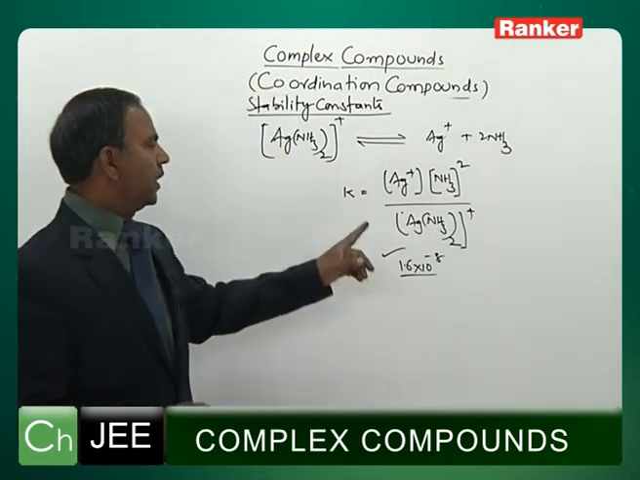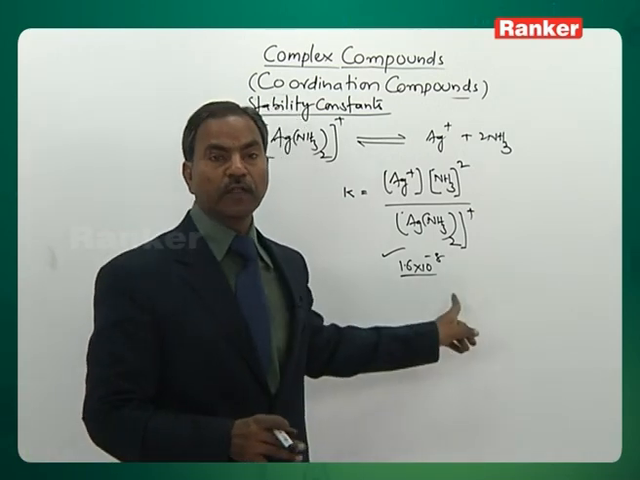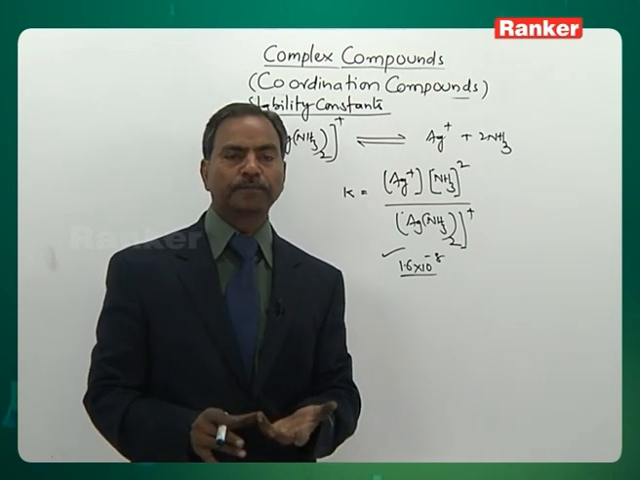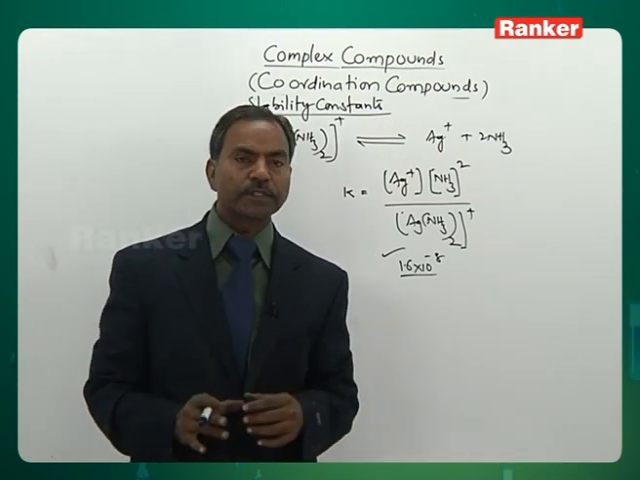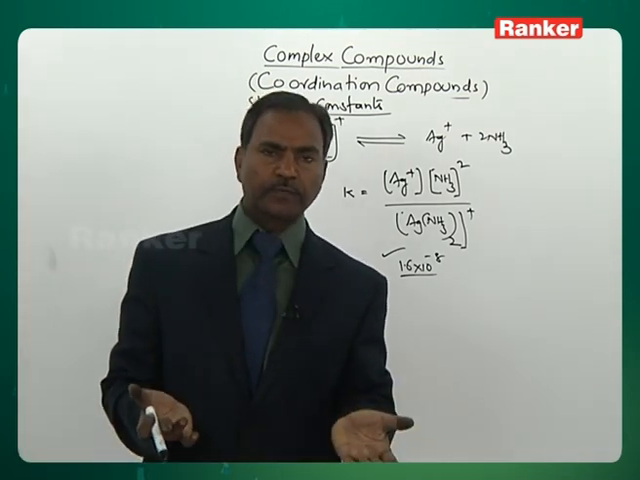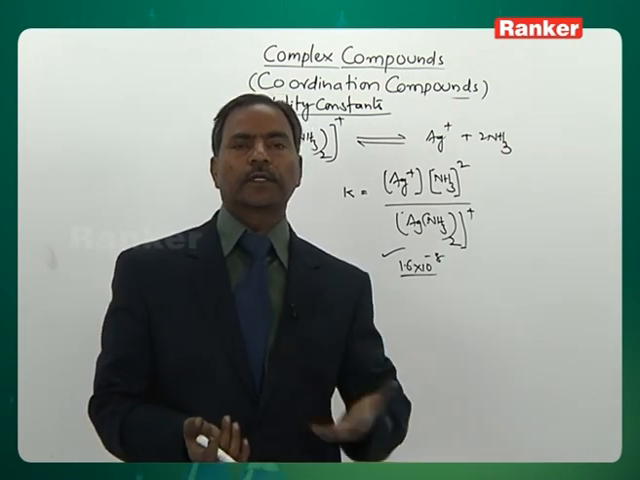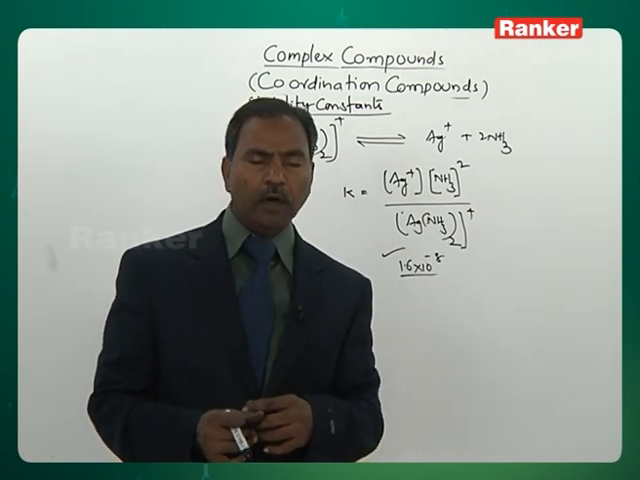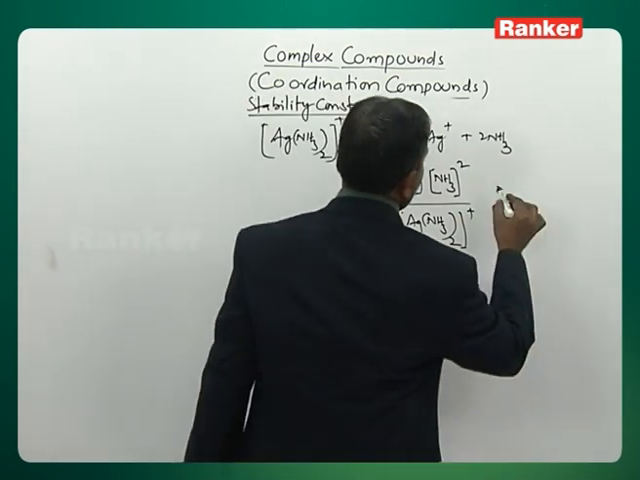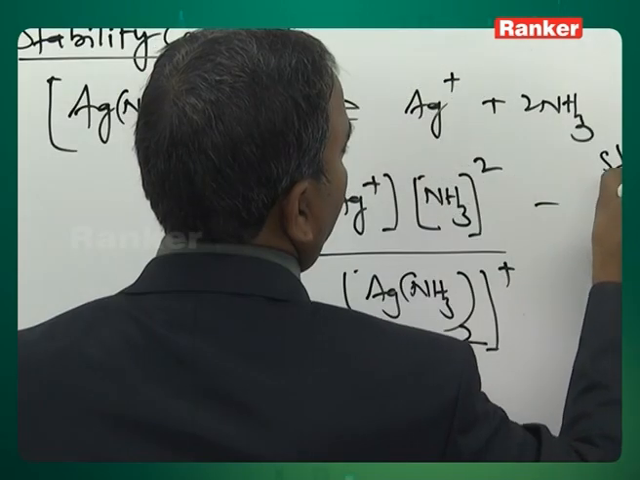K is the equilibrium constant, but for our discussion sake, let us consider K the dissociation constant. Its value is experimentally found to be 1.6 to the power of minus 8. It is a very small value, meaning the complex undergoes very little dissociation. Less dissociation means the complex is more stable. Now, the stability constant we can define in different ways. Let me see the first definition of stability constant.